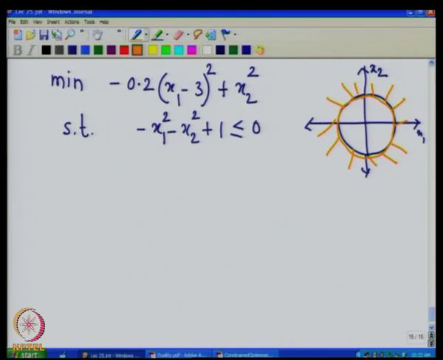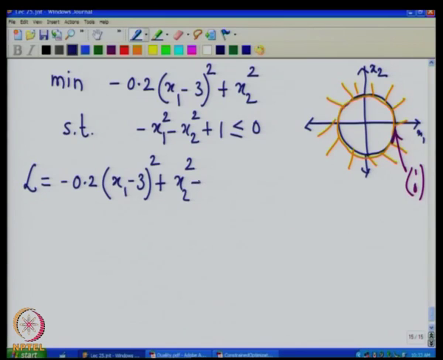So, we are interested in this feasible set, and clearly the objective function is unbounded and therefore the minimum does not exist, but let us see whether there is a local minimum at this point, at (1, 0). Now, let us write down the Lagrangian as is our usual procedure. So, the Lagrangian is minus 0.2 times (x1 minus 3) square plus x2 square plus lambda times (minus x1 square minus x2 square plus 1). So, lambda is the Lagrange multiplier corresponding to the inequality constraint, and clearly this lambda has to be non-negative.